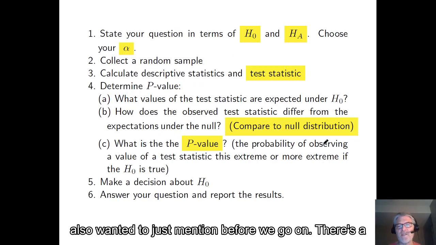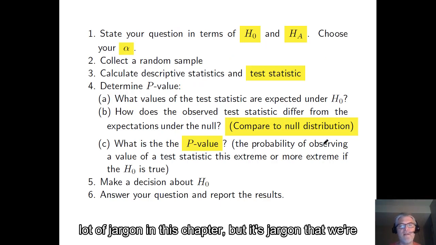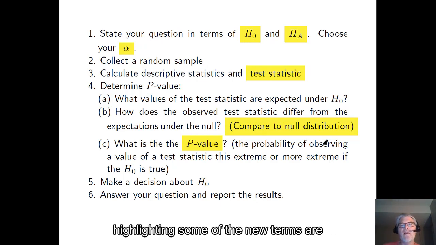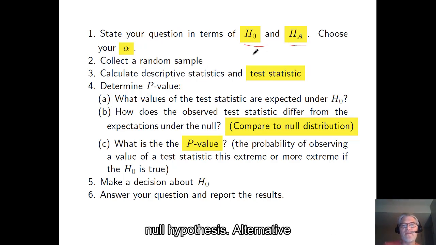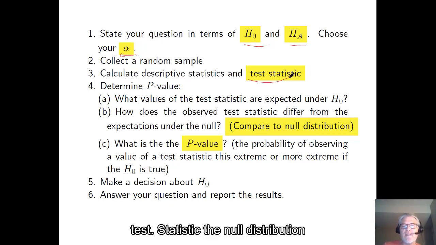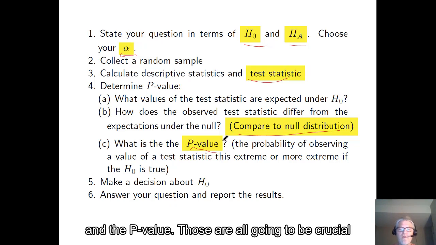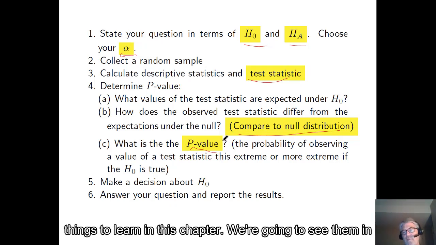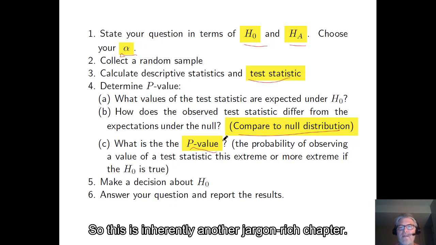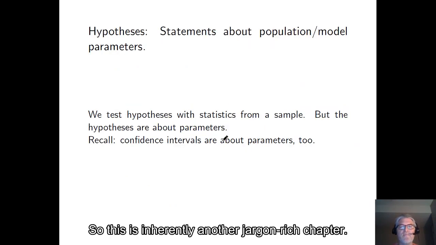I also wanted to just mention before we go on, there's a lot of jargon in this chapter, but it's jargon that we're going to see again and again in the course. Here I'm just highlighting some of the new terms: null hypothesis, alternative hypothesis, the significance level, alpha, test statistic, the null distribution, and the p-value. Those are all going to be crucial things to learn in this chapter, and we're going to see them in more detail in the next few slides. So this is inherently another jargon-rich chapter.